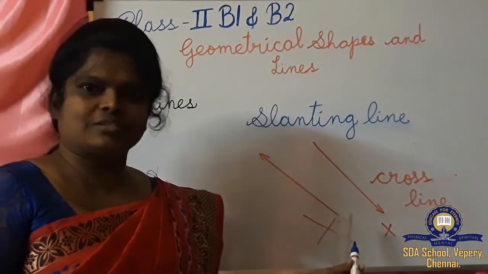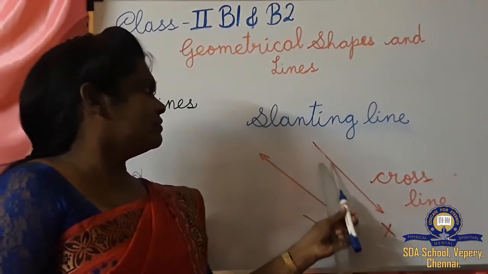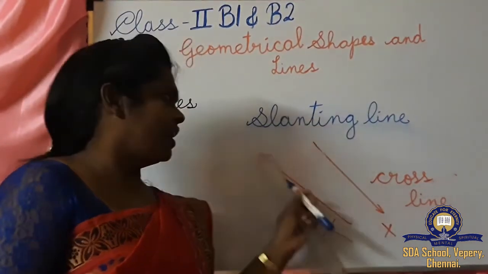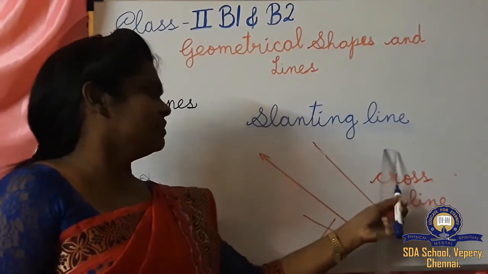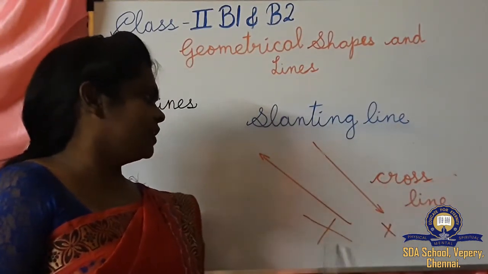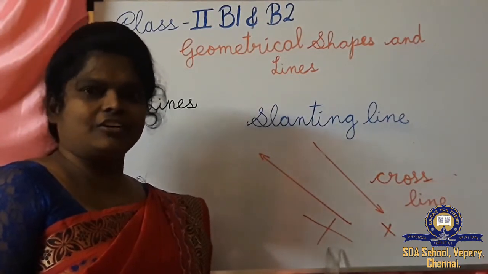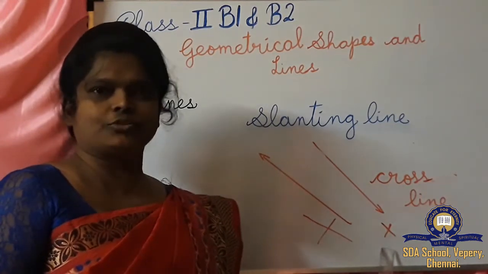Can you understand this one? Low to up, low to down. Low to high, high to low. It's a cross line or slanting line. These are the two examples I gave. One is, when you write the question answer wrong, they will put a wrong mark like this. The other one is for the multiplication table, we will use this one.